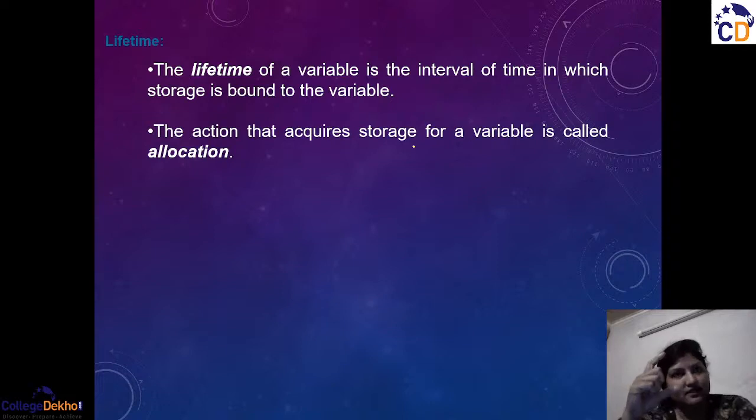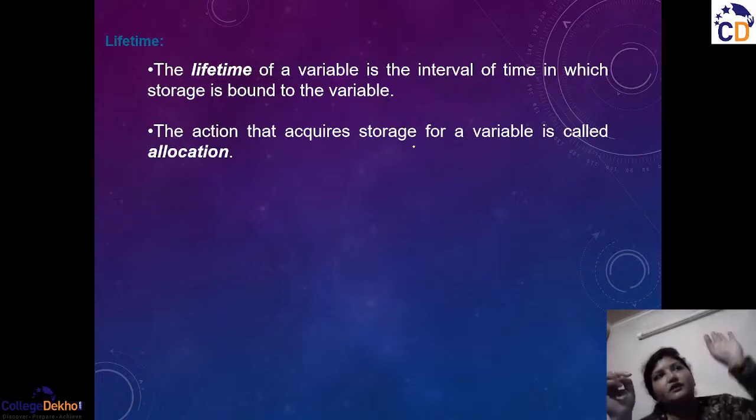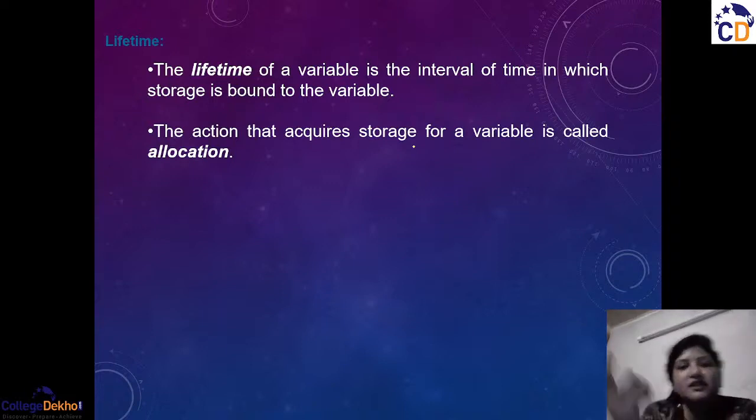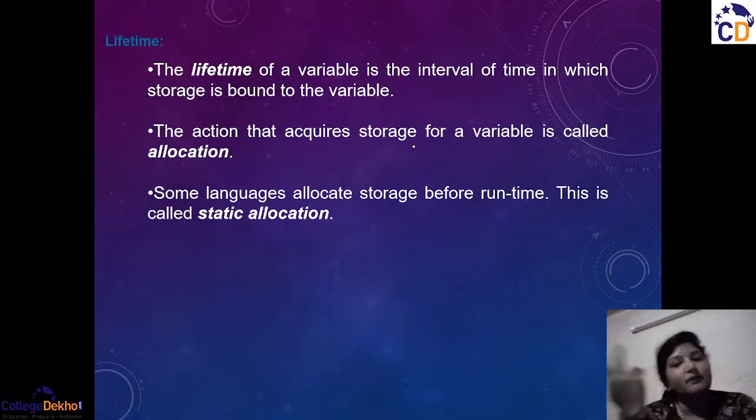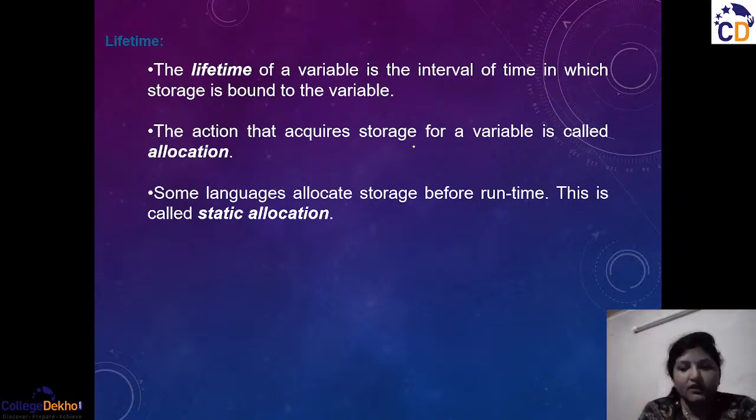This process of defining the variable and assigning some value, and it being saved in the memory, is called the allocation process. Some languages allocate storage before runtime. This is called static allocation. I told you before runtime means compile time, when you are compiling your program. So static allocation is when you are just compiling your program, not executing it.